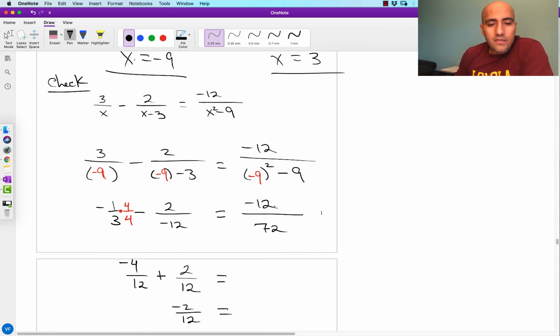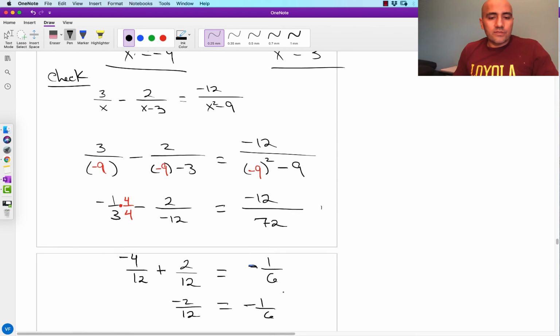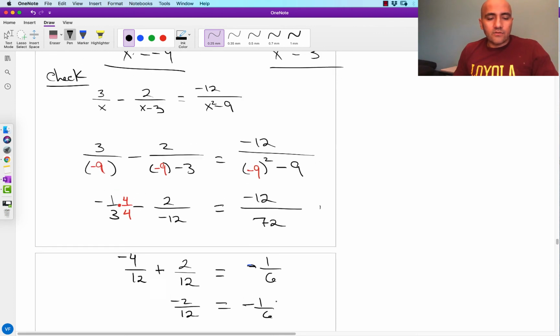On the right-hand side, this will reduce. The 12 times 6, that's going to be equal to 1 over 6. So this is equal to negative 1 over 6. Right? 12 times 6 is 72. And then this reduces to negative 1 over 6. And so this will reduce to exactly that, right? So this is true.